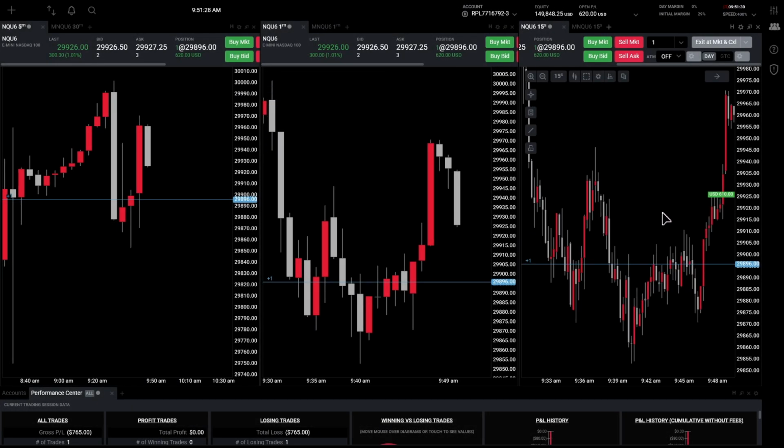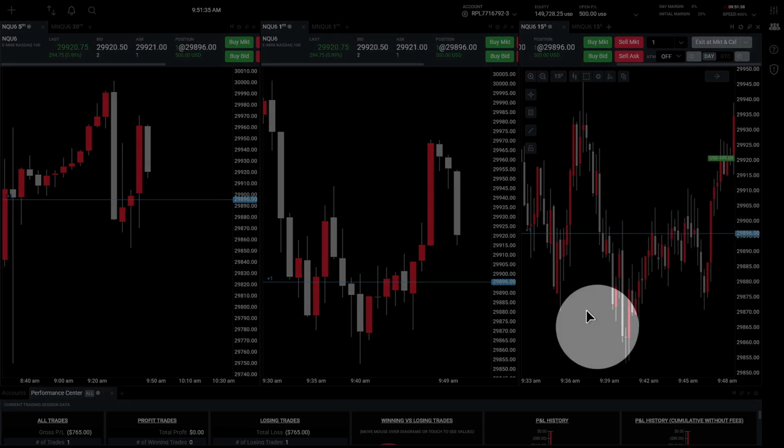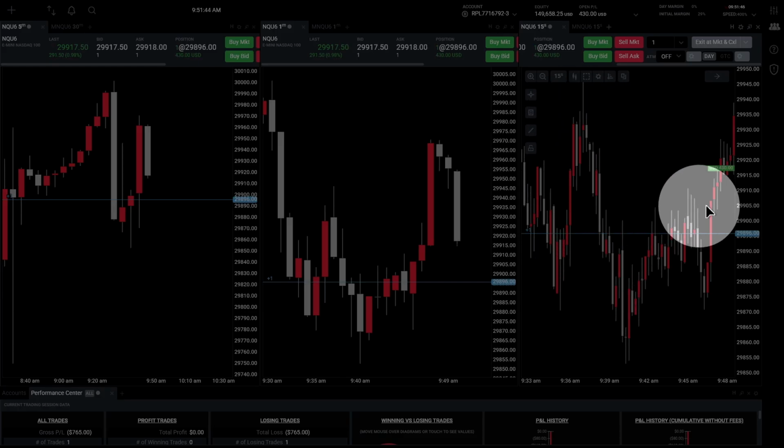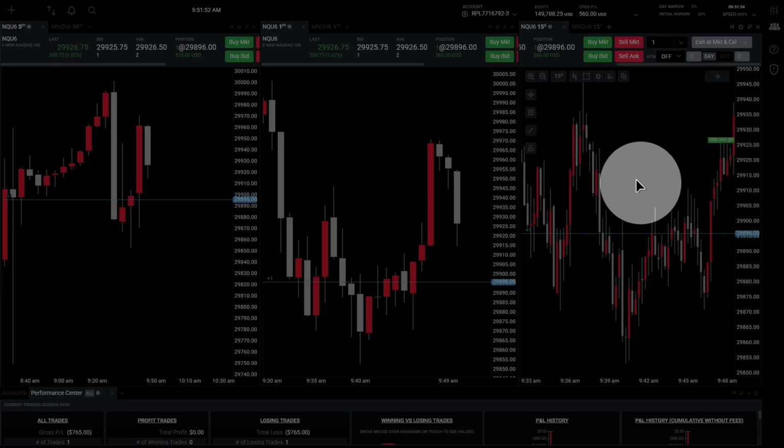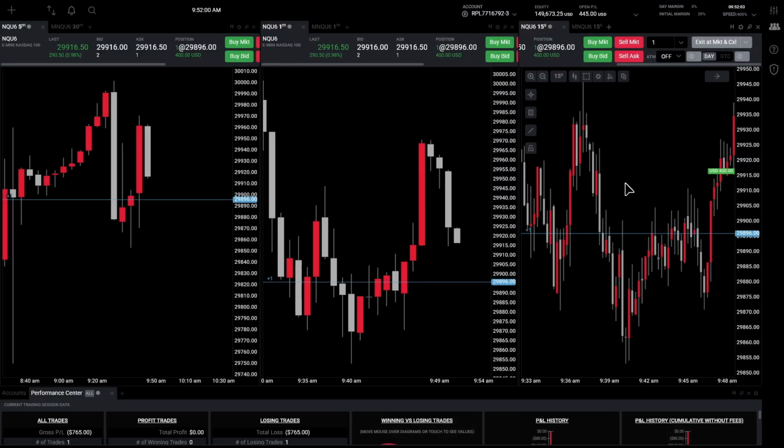So when you see an abnormal amount of wicks, look at this, look at the 15-second. It looks even worse on the 15-second. When you just see an abnormal amount of wicks and it's wicking everything and not really going anywhere, that's also another confluence of high resistance conditions.